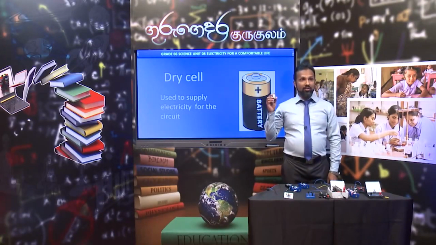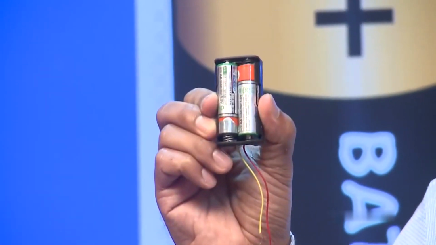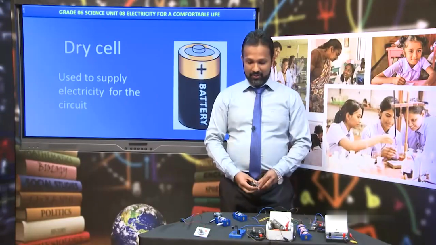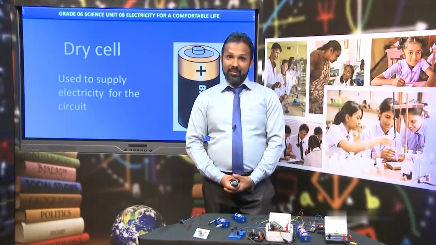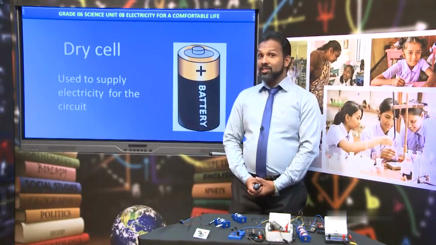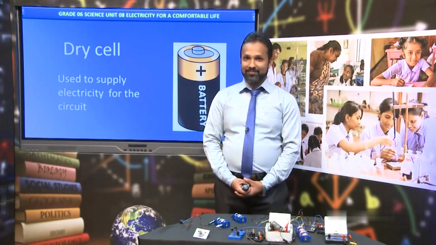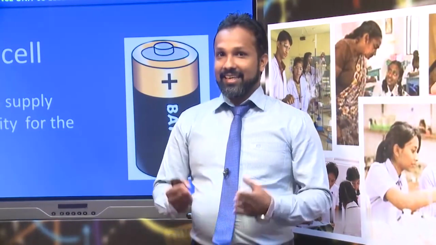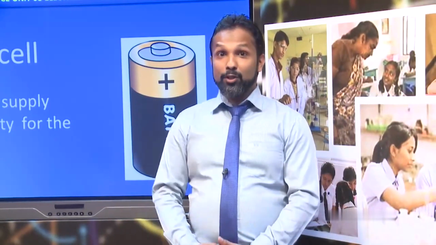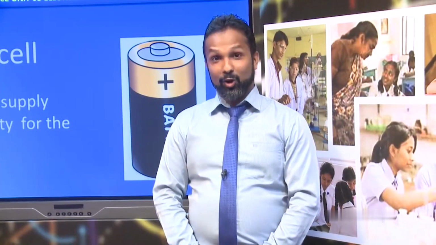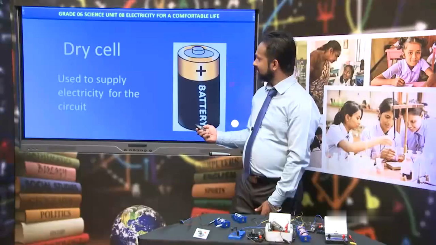This is also another dry cell. This consists of two dry cells. Right. My dear children, can you remember a dry cell consists of two terminals? What are they? Each and every dry cell consists of a positive terminal and also a negative terminal. You can watch.